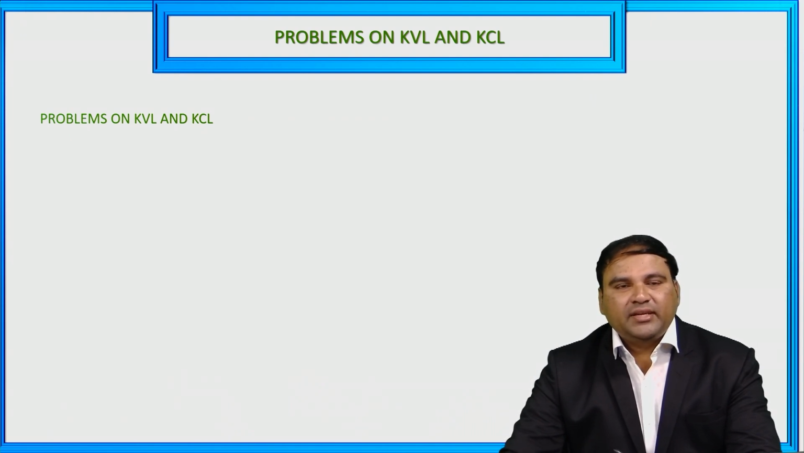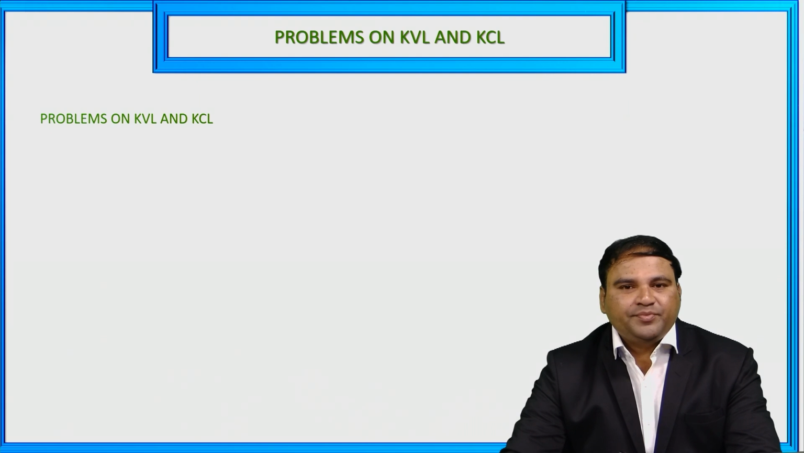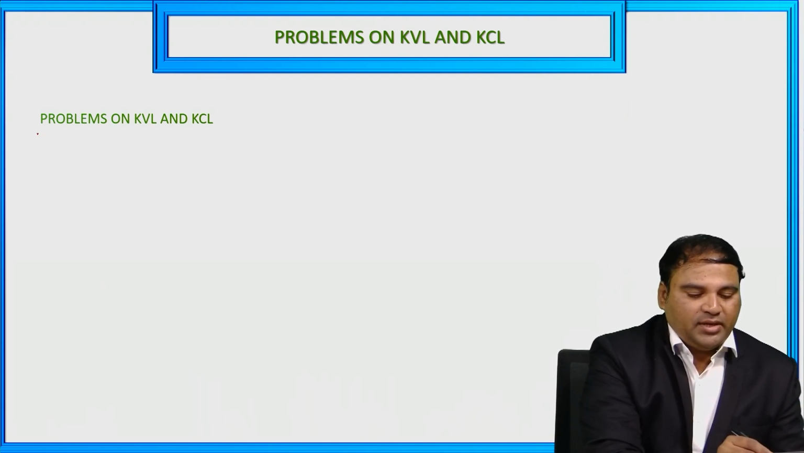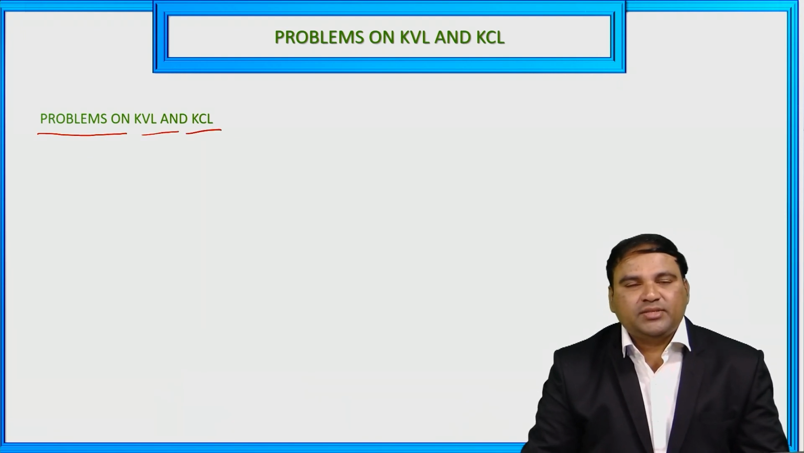Now we have the Kirchhoff voltage law. Kirchhoff voltage law is nothing but the algebraic sum of the voltage drop across each and every element is always equal to 0. That is the statement of KVL. Or we can also say the total voltage is equal to the algebraic sum of the individual voltage drops across each and every element. Now we'll discuss some problems on KVL and KCL by using the independent sources.